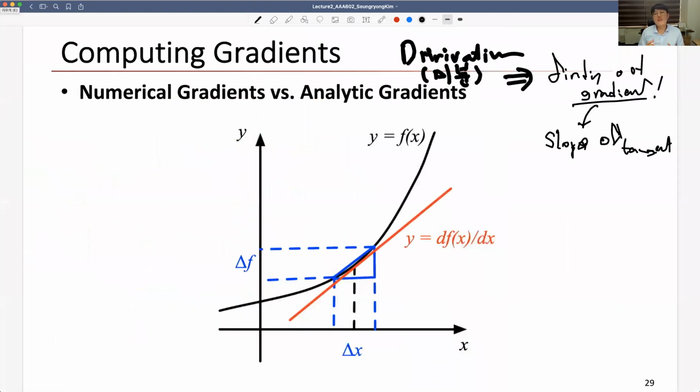Then how can we find out the slope of the tangent function? So question again, how to find out the slope of the tangent function? So let's think about this example first. This is the function of x, right? Then we want to find out the slope of the tangent.